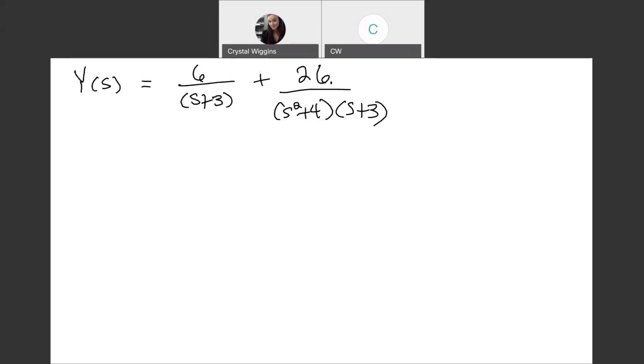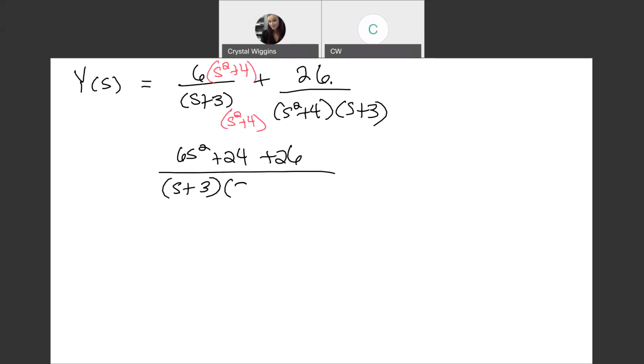Now, if we add these together, we will have to find the common denominator. So I'll have to multiply top and bottom by s squared plus 4. We're adding fractions, common denominators. And so you have 6s squared plus 24 plus 26 all over s plus 3 times s squared plus 4, which gives us 6s squared plus 50 over this common denominator.